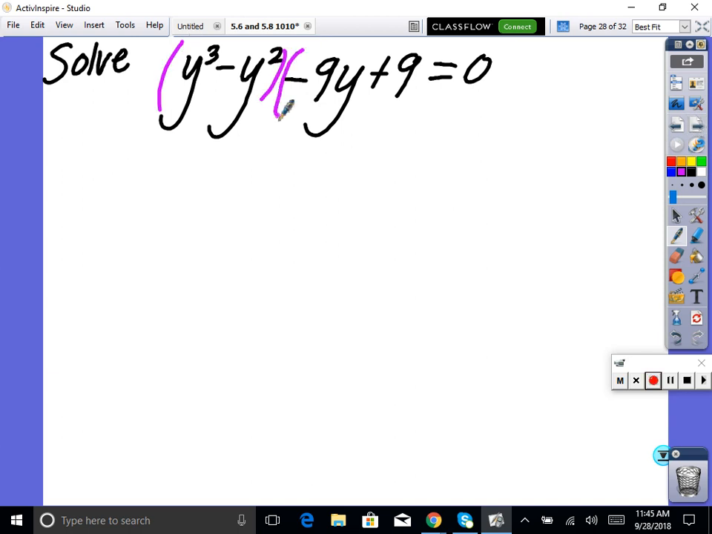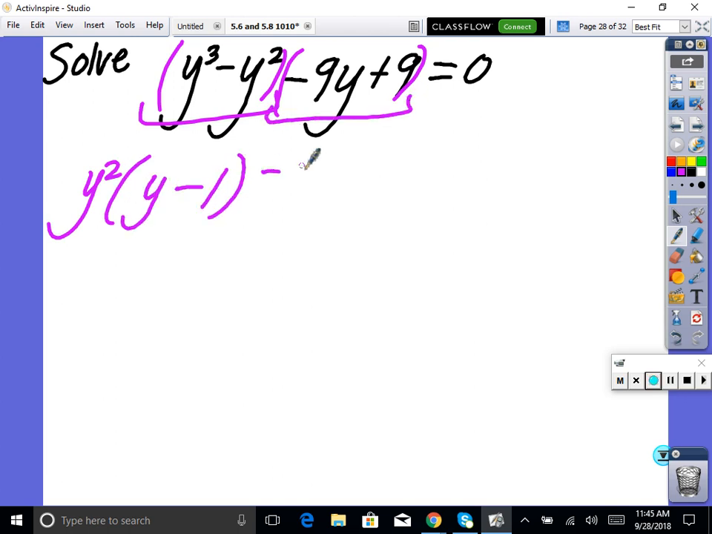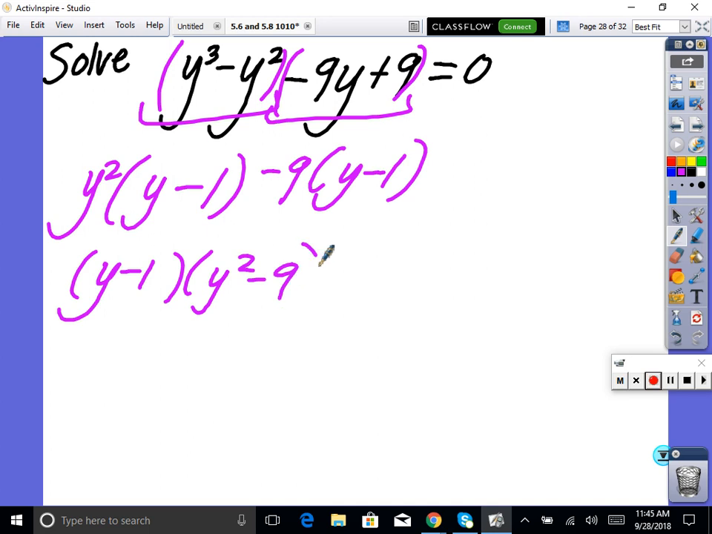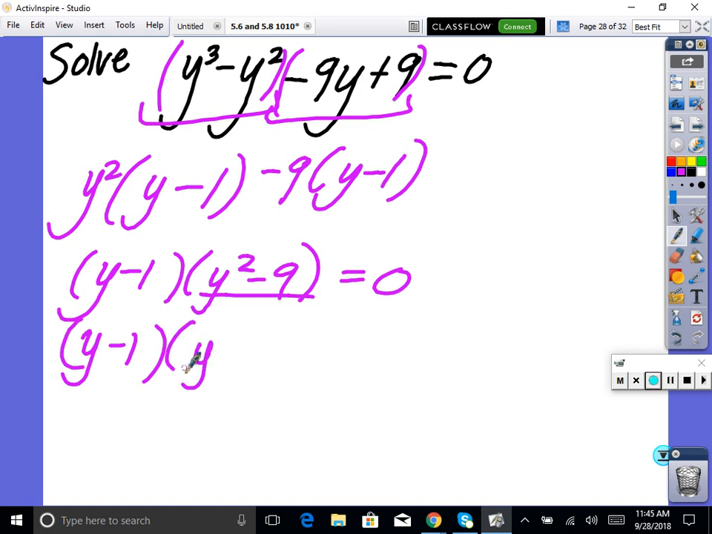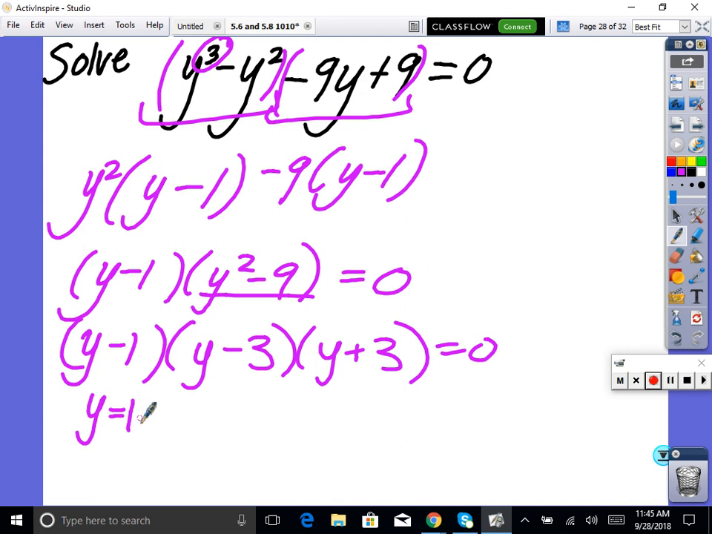How would I factor this one? Grouping. So we pull out the greatest common factor, which is y squared. Divide by y squared, we get y minus 1. Pull out negative 9, we get y minus 1. It did factor by grouping, so I pull out y minus 1. Then left is y squared minus 9. Now, doesn't that factor more? So y minus 1, and what does that factor to be? Okay, good. And so now we have 3 solutions. Look, degree 3 should have 3 solutions. Y equals 1, y equals 3, and y equals negative 3.